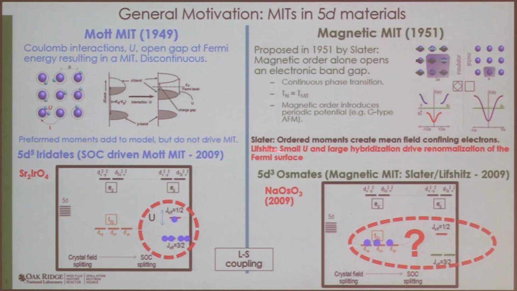There's been some debate that perhaps this is better described as a Lifshitz type transition, where you need small U and large hybridization that can renormalize the Fermi surface. But in any case, what I'm going to be talking about for this sodium osmium oxide is a magnetically driven or magnetically coupled metal insulator transition. I'll touch upon what is actually happening to the electronic ground state as well, since we have 3 electrons.